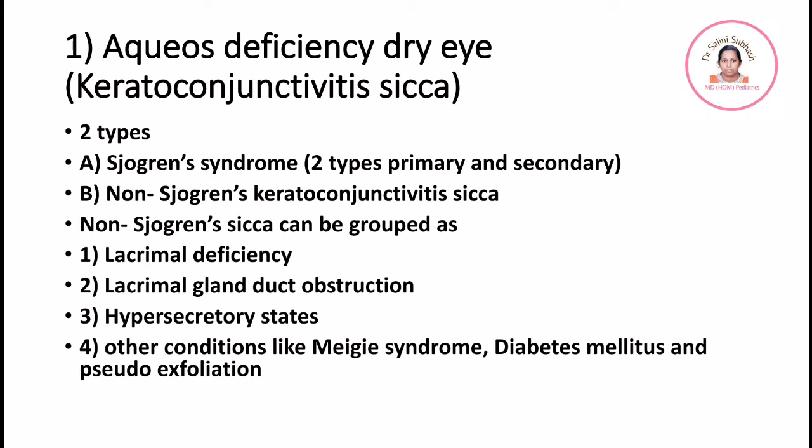The primary Sjögren's syndrome patients present with sicca complex, that is a combination of keratoconjunctivitis sicca and xerostomia, that is nothing but the dry mouth. In secondary Sjögren's syndrome, dry eye and or dry mouth are associated with an autoimmune disease, commonly rheumatoid arthritis. The other type, that is non-Sjögren's sicca, can be grouped as 1. Lacrimal deficiency, 2. Lacrimal gland duct obstruction, 3. Hypersecretory states, 4. Other conditions like Meige syndrome, diabetes mellitus and pseudoexfoliation.